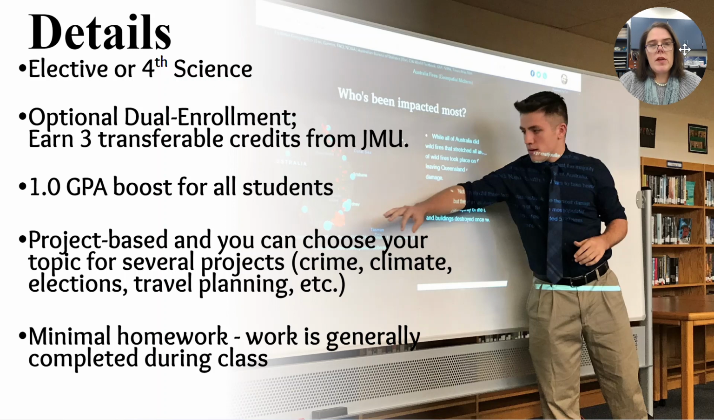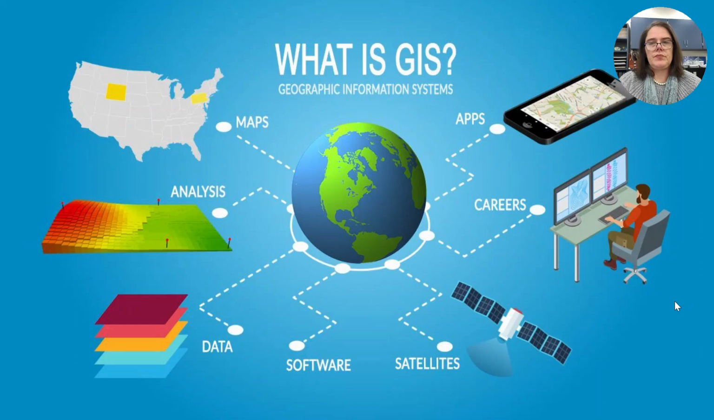There is a 1-point GPA boost for all students who take the class, whether they elect to be in dual enrollment or not. It is generally project-based, and for your semester midterm, for your final project, and other projects in the class, you can choose your topic for several projects. We will be covering crime, climate change. You could choose elections, travel planning. I mean, the list is endless, and I'll show you some examples in this video. There's minimal homework. Work is generally completed during class, 80 to 90%. So that's a plus as well.